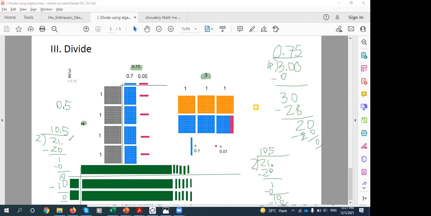Okay, so this part we are done. Division with decimals. What next?